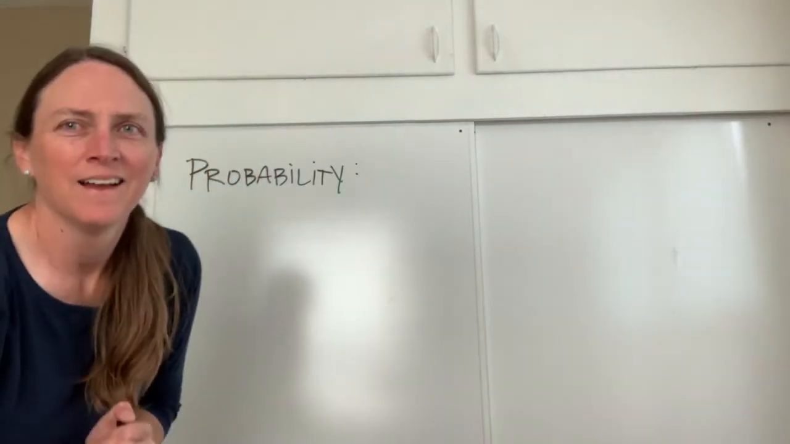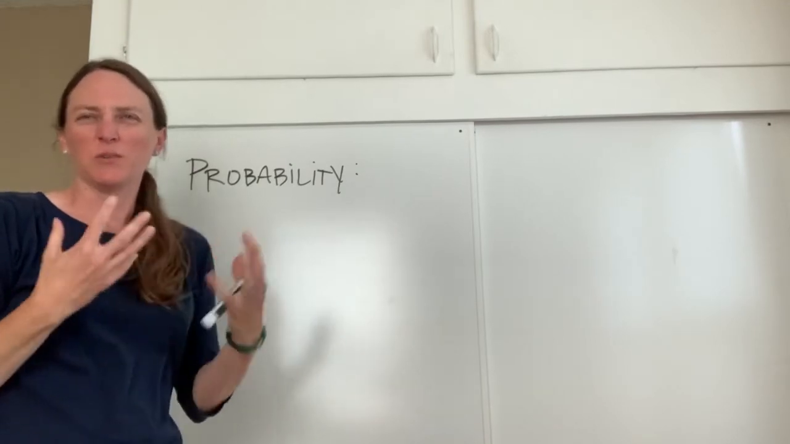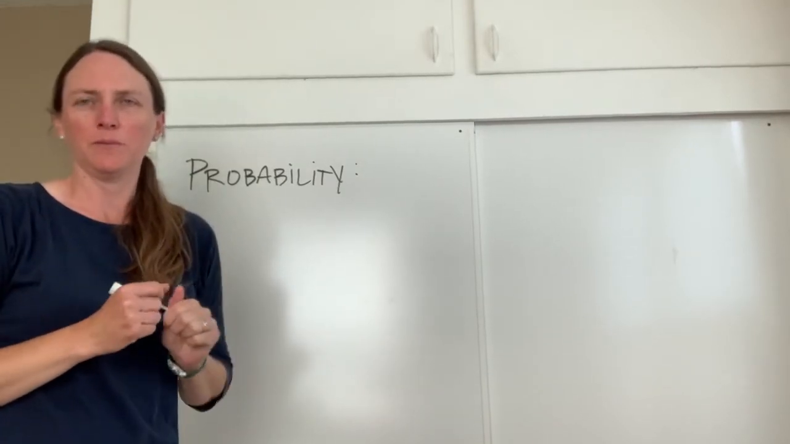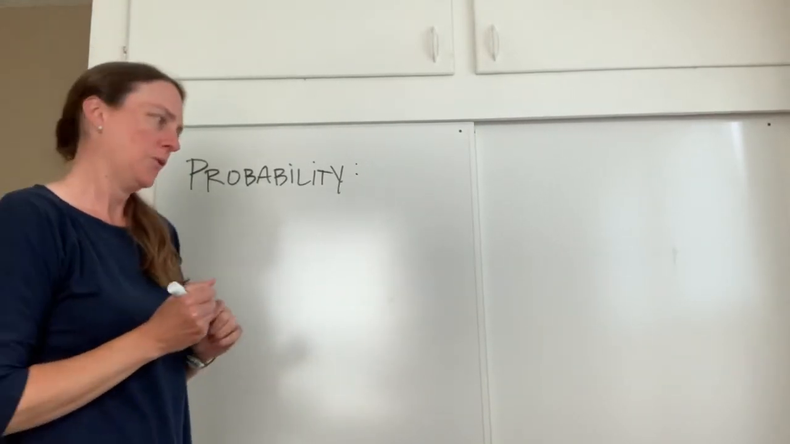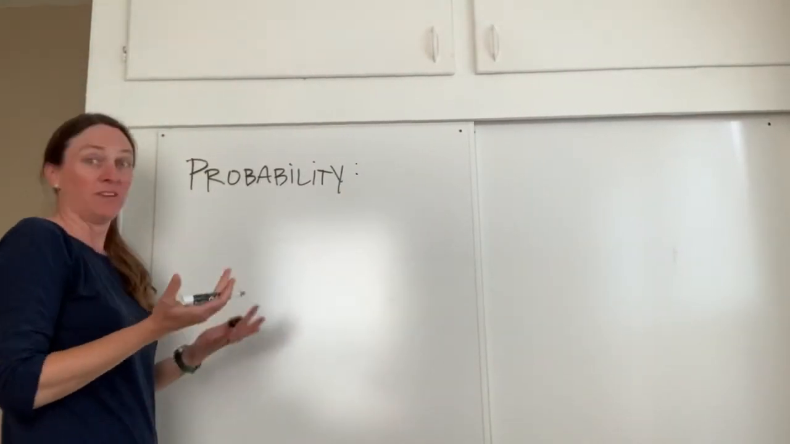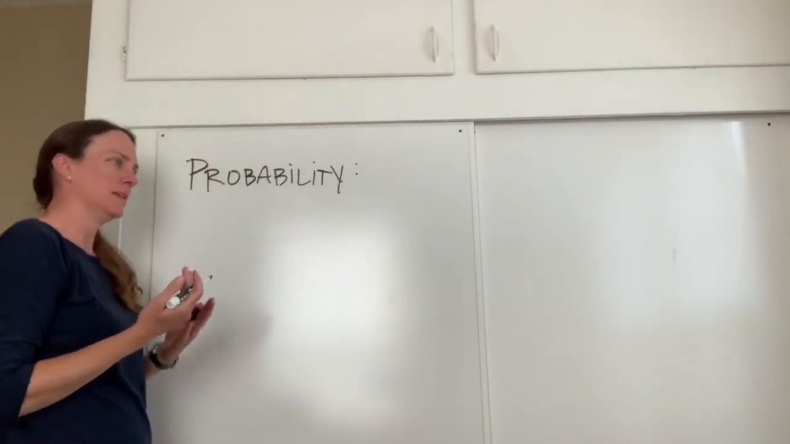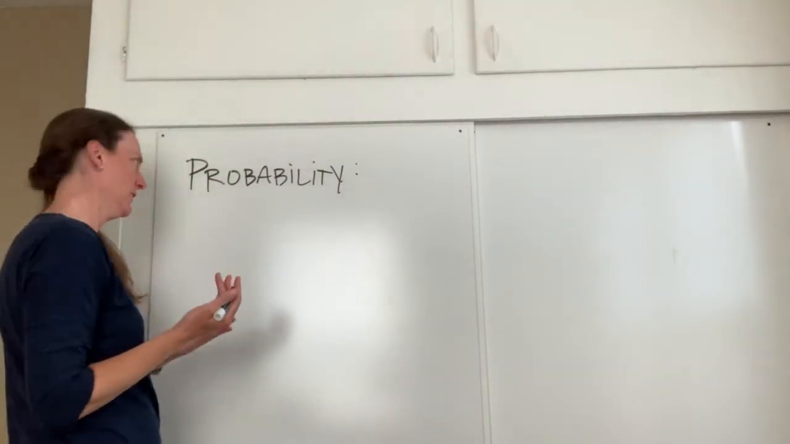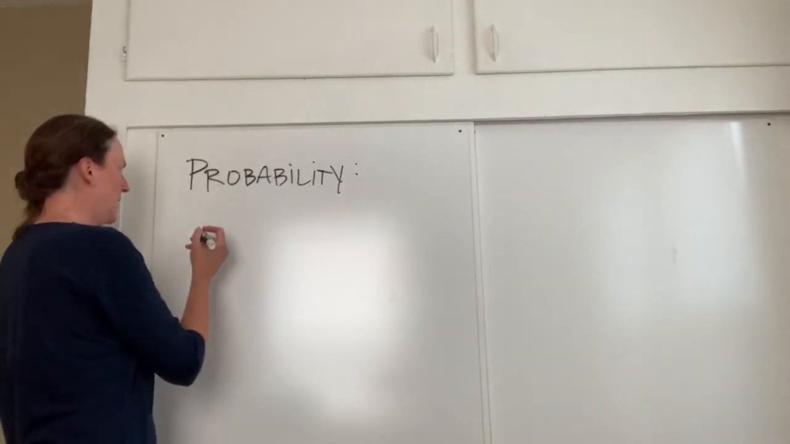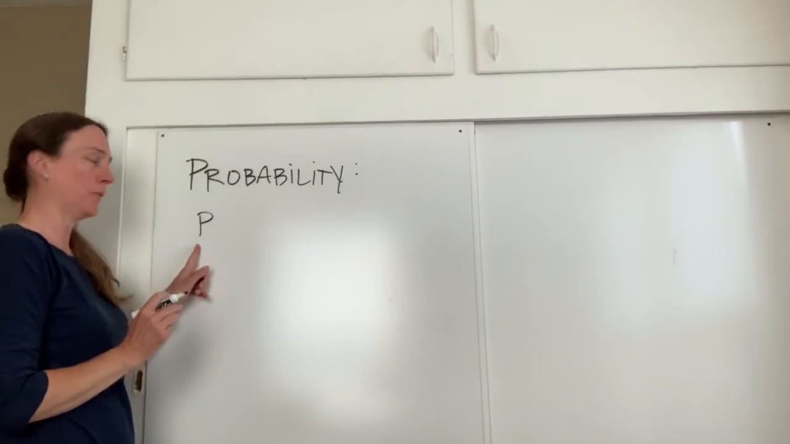All right. I am going to talk to you today a little bit about probability, and I'm just going to go into a little bit more of the math behind probability statements. So say we're interested in some event, and we're interested in a particular outcome of that event. I'm going to use the big P to stand for the probability.